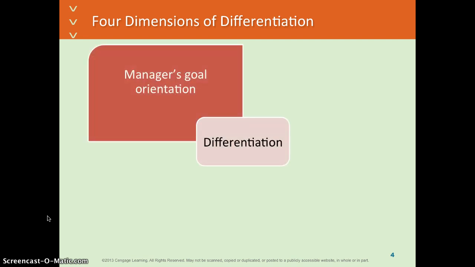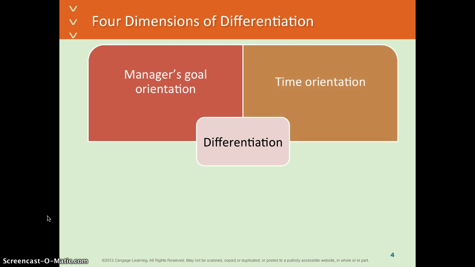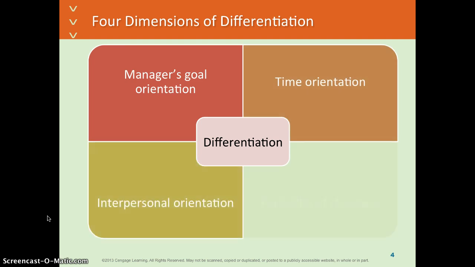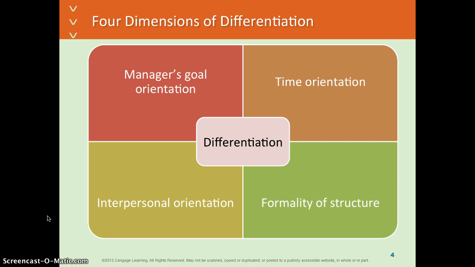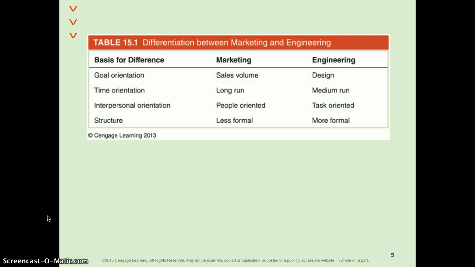Four different dimensions of differentiation: goal orientation, the manager's goal orientation, time, interpersonal, and formality of structure. A good example illustrating this with the goal orientation, say in a marketing area, would be more sales volumes, design, all the way down to structure, less formal and more formal.